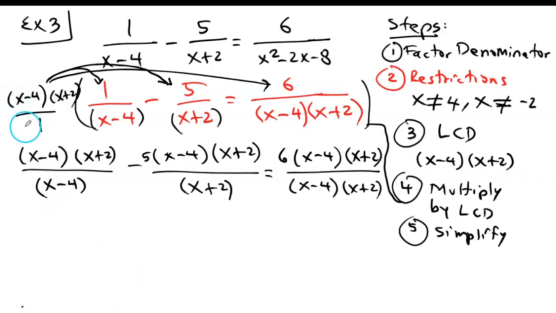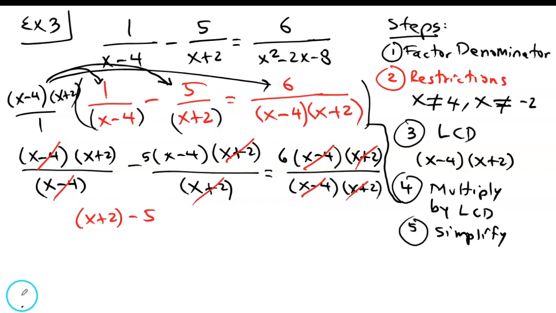So x minus 4 cancels the denominator. Here, x plus 2 cancels the denominator. On the other side, they will both be canceled. Even better, beautiful. What's left? x plus 2. I'm going to do an extra step right now.